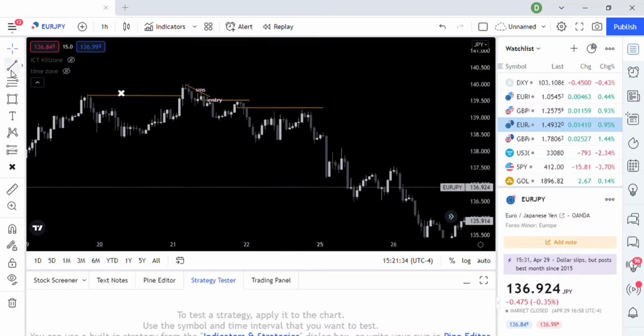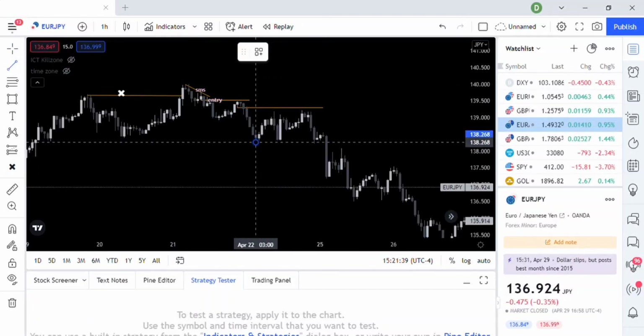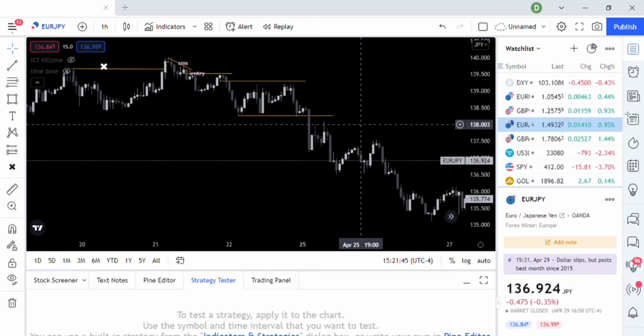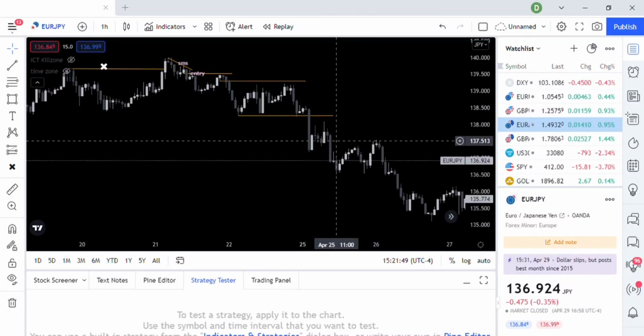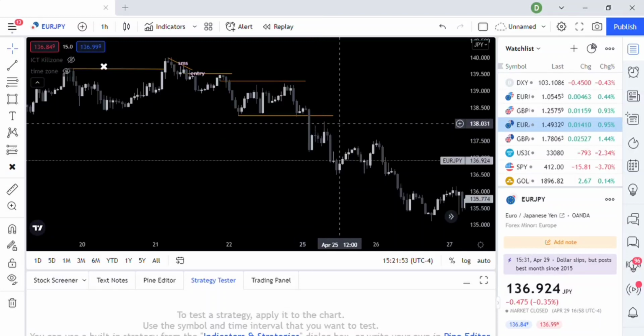But at least you have an idea that price didn't tap into it, so I know for a fact that it's going to keep on dropping. So you just gotta find a point. So right here, this is an order block setup. Why is it an order block setup?